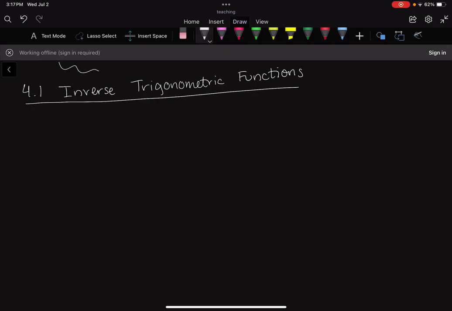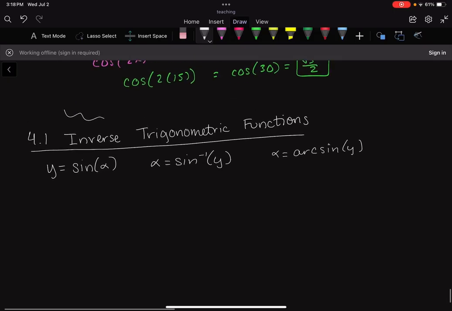So I'm going to write some stuff down for you. Remember that if something's in the form y equals sine alpha, for instance, the inverse trig function would say alpha is equal to sine inverse of y. So y would be like the point on the unit circle, and alpha is like your angle in this instance. You could also see it written as arcsine. So sine inverse or arcsine mean the same thing.